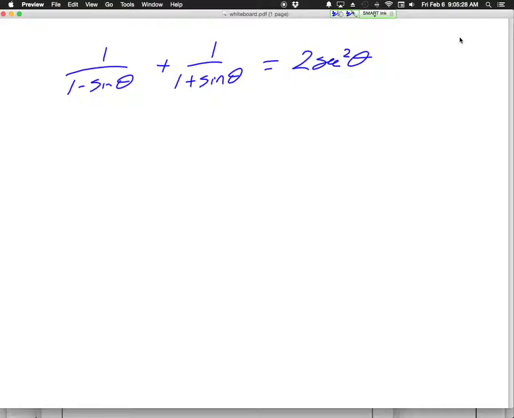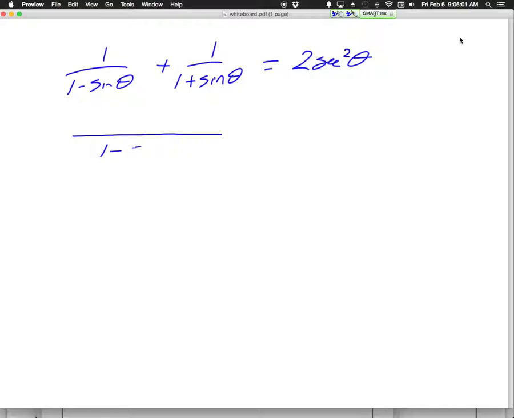1 over 1 minus sine plus 1 over 1 plus sine equals 2 secant squared. That's actually going to be the same thing either way. Common denominator or a conjugate, you're going to end up with the same thing in this case. Because what do I have to multiply the left side by if I was getting a common denominator? 1 plus sine, which is the same thing as the conjugate. So you're technically doing either one at the same time.